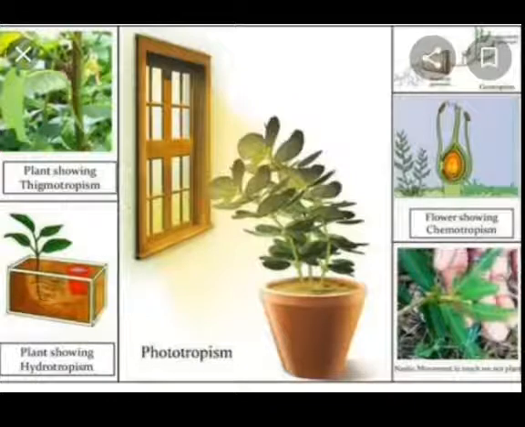Growth-dependent movements or tropic movements are further classified into five types: Phototropism, Geotropism, Hydrotropism, Chemotropism, and Thigmotropism. Let's discuss phototropism first. It is the movement of plants in response to light. The shoot system of a plant exhibits this characteristic. The shoot moves towards the light.